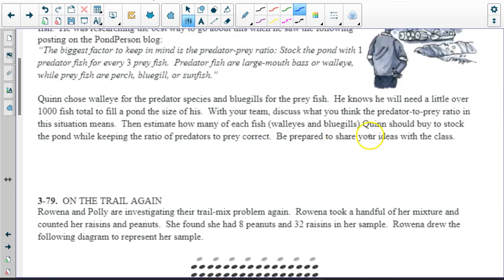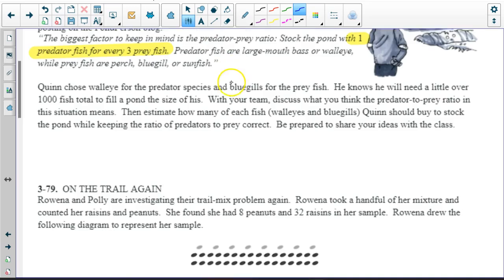So real quick, I want to come up here and highlight we need 1 predator fish for every 3 prey. Okay, that's going to be super important. So every time he throws in a predator fish, he has to throw in 3 prey. So I think to myself, well, how many is he throwing in at a time? He's throwing in 4, right? Because 1 predator, 3 prey. So every time he does that, he's throwing in a total of 4 fish.